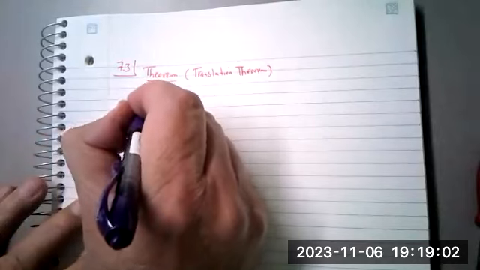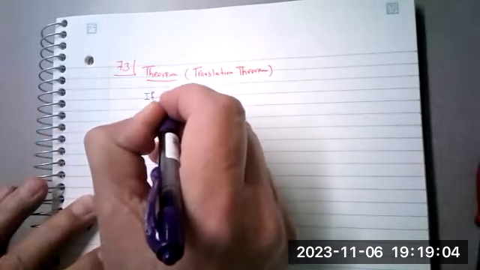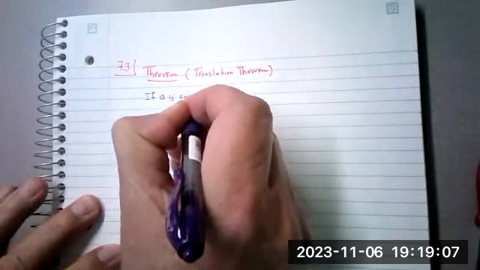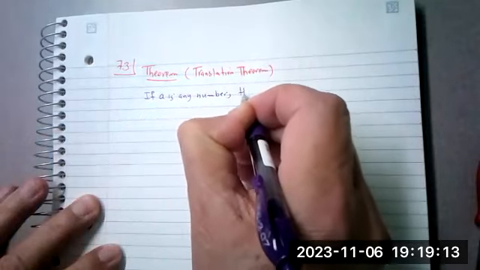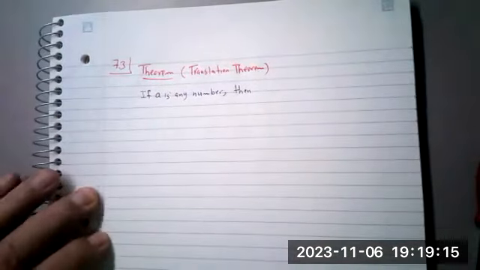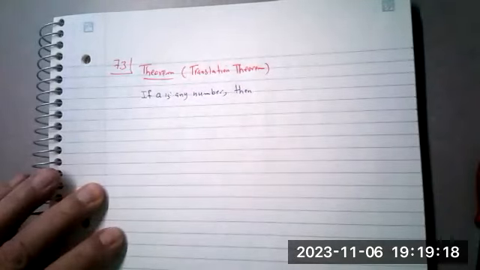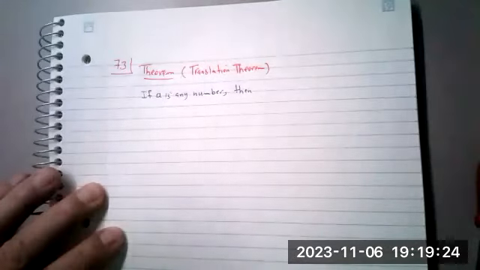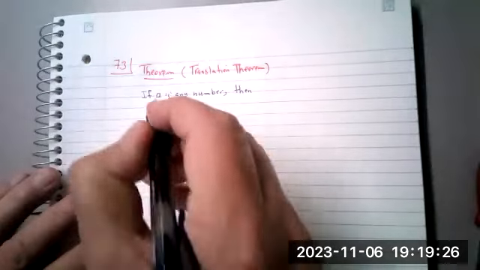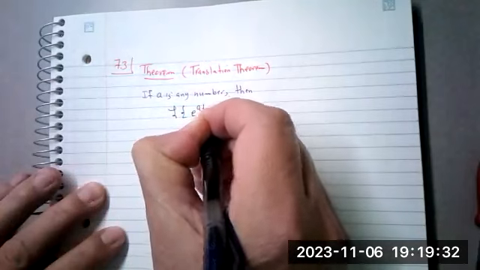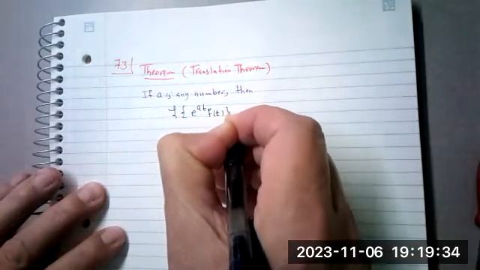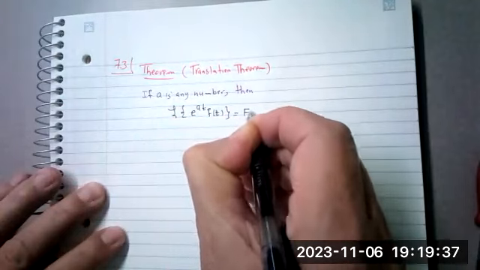So the statement of the theorem is: if a is any number, any real number, then the situation that we're going to have is the following version: the Laplace of e to the at f of t is going to be F of s minus a.